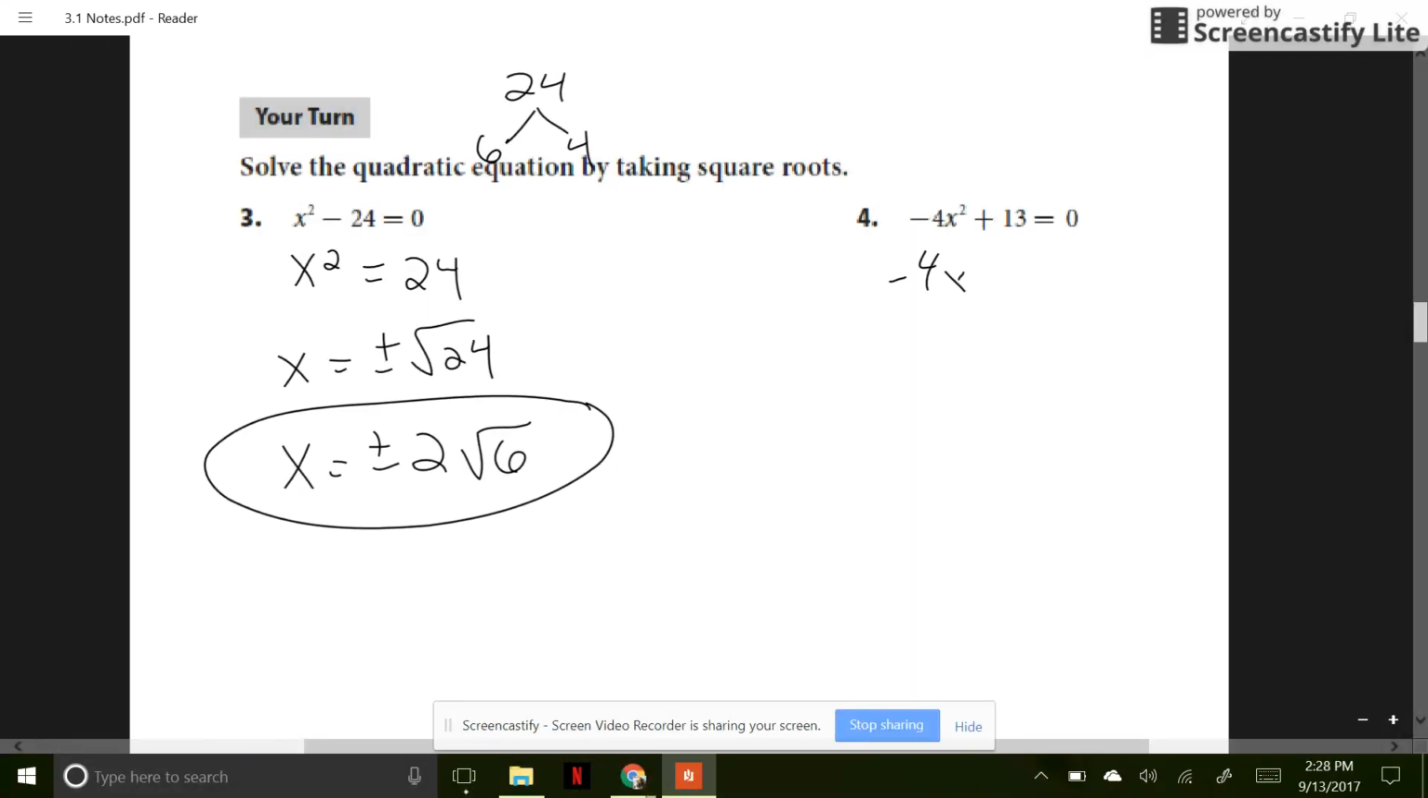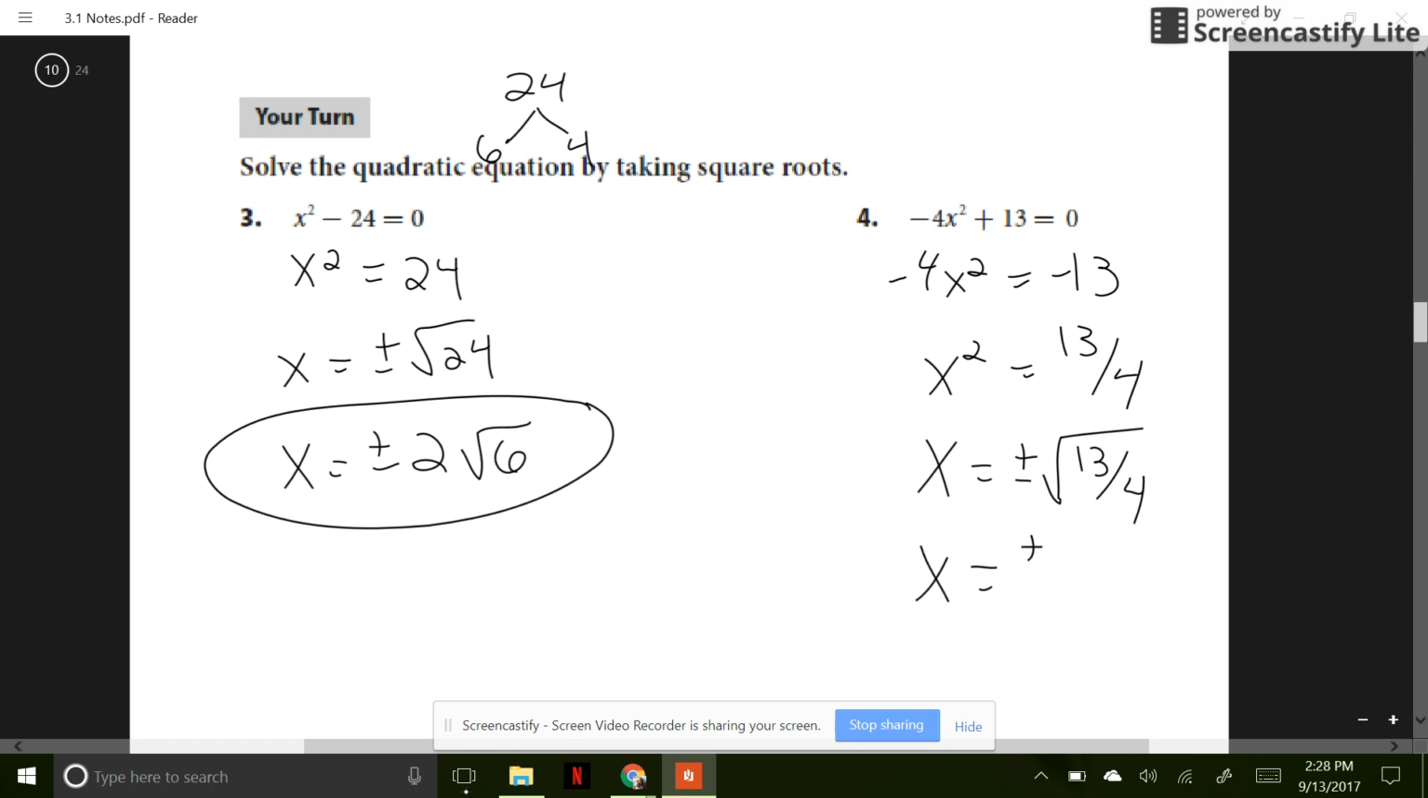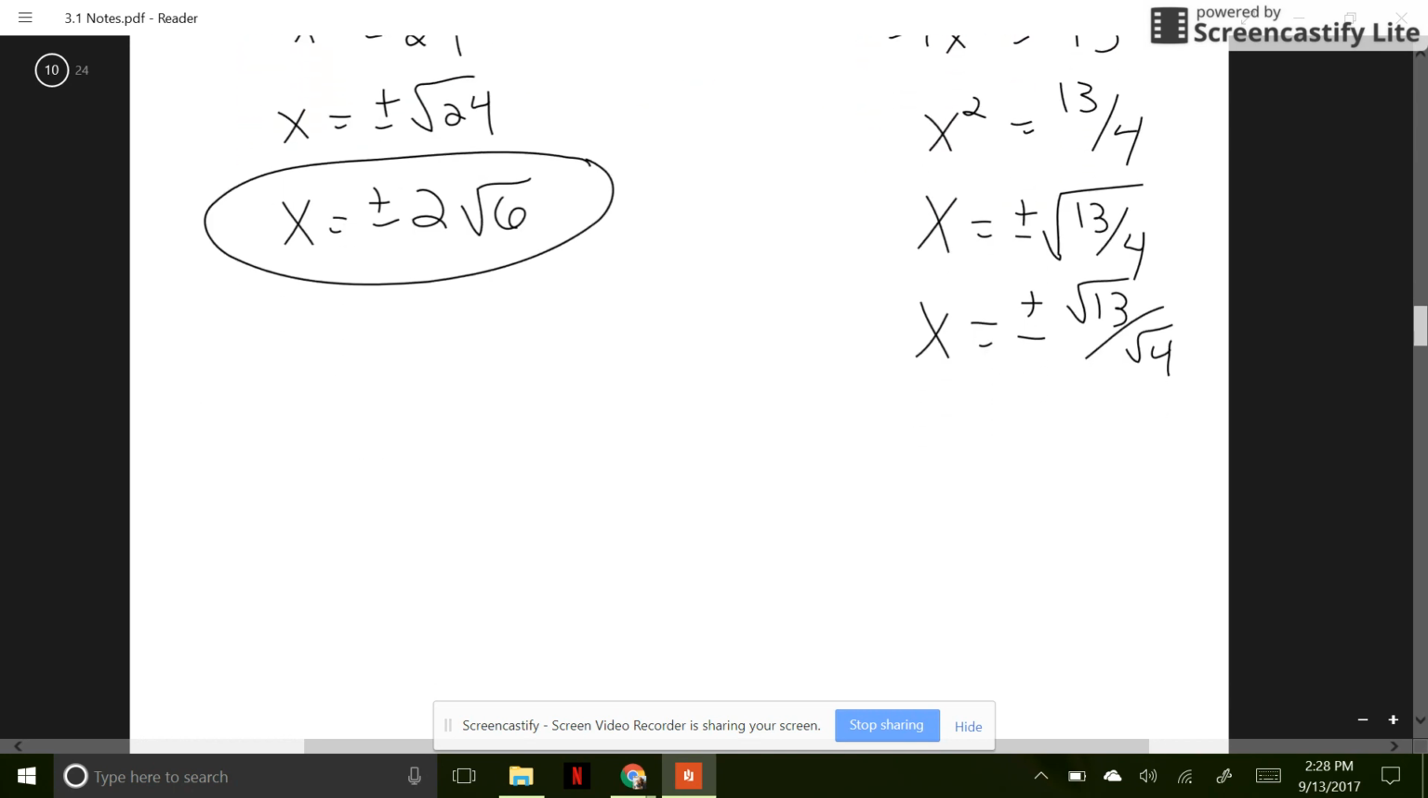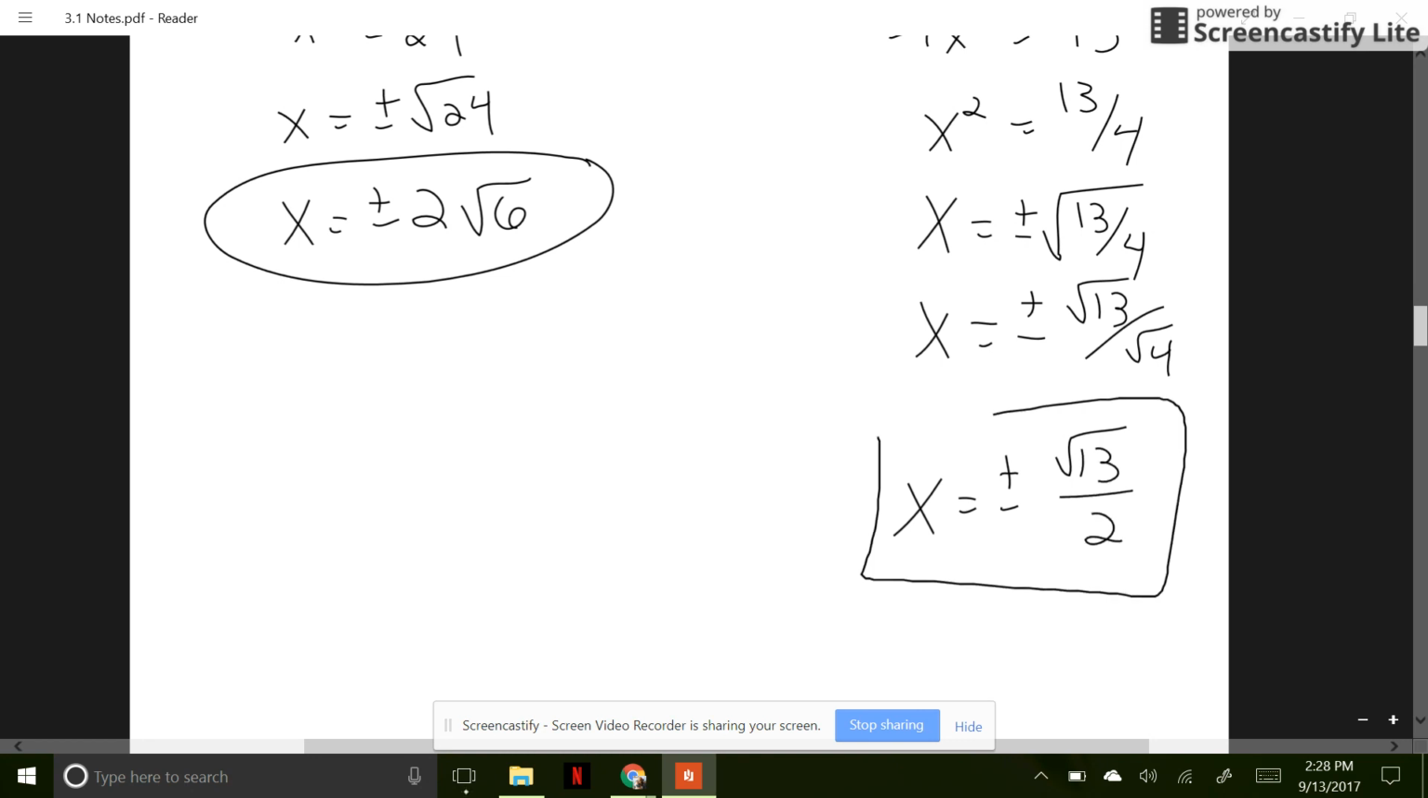Over here, we'll subtract the 13, and the next step would be to divide by the -4. That'll get us 13 over 4. Take the square root of both sides. Don't forget your plus or minus. Now we can break apart our square roots. In this case, we are lucky because our denominator, root 4, is just the same thing as 2. And since we do have a whole number in our denominator, we are good from there. We do not need to rationalize.